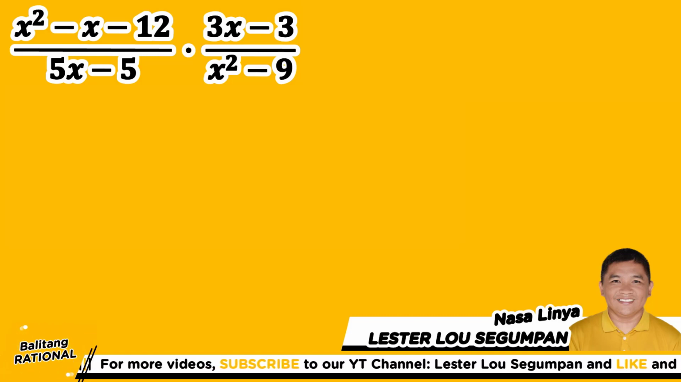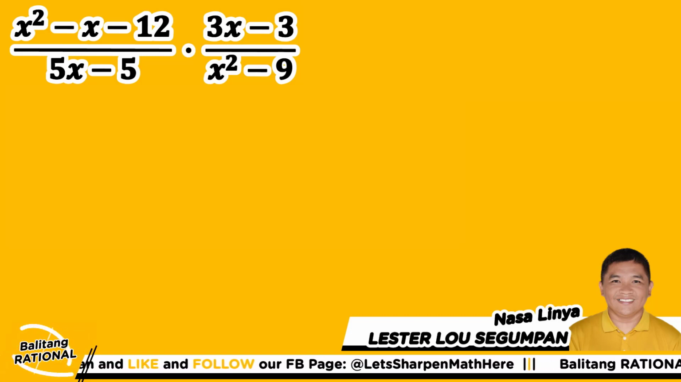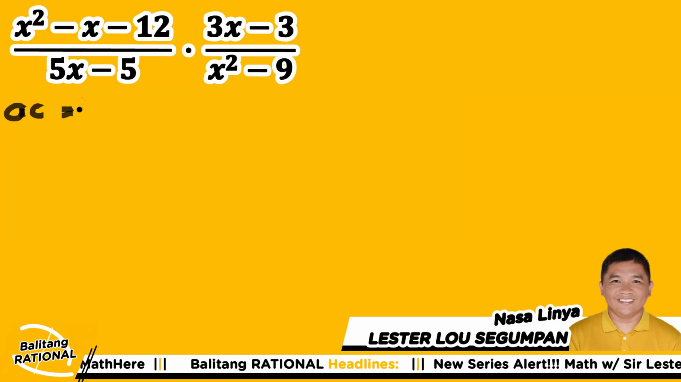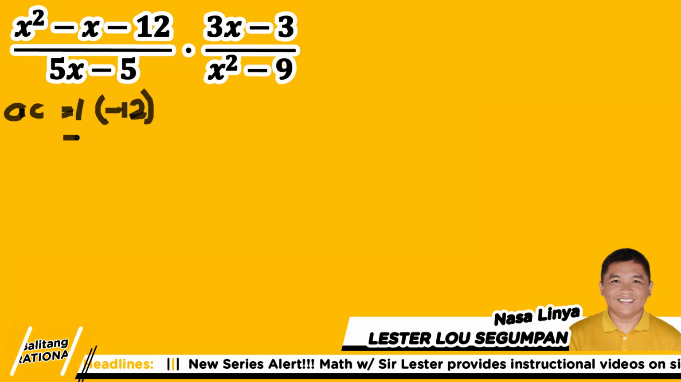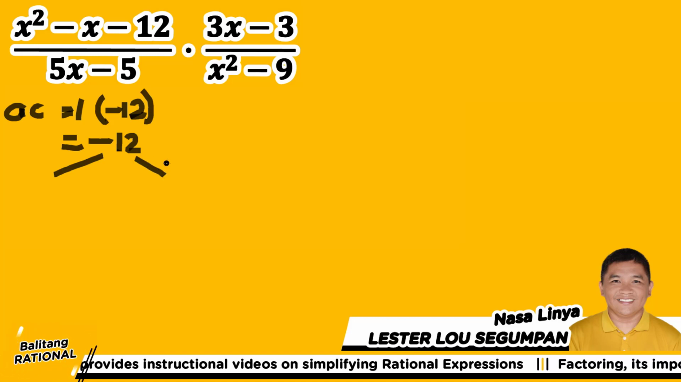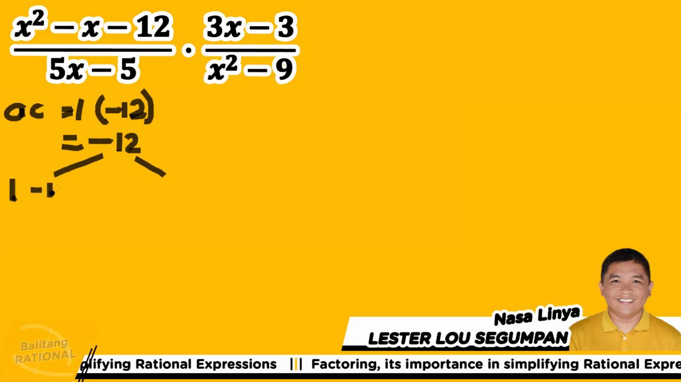Ang ating unang rational expression is the x squared minus x minus 12 all over 5x minus 5. Let us see if meron tayo makakancel just for this pair. Our numerator can be factored out using the AC way. So our AC way natin dito is ito. You have our A, which is 1, and our C is negative 12, which will give us a result of negative 12. Then, maghahanap tayo ng pairs of factors na kung ating i-add will result to the middle term, which is negative 1. So meron tayong factors na 1 and then negative 12.